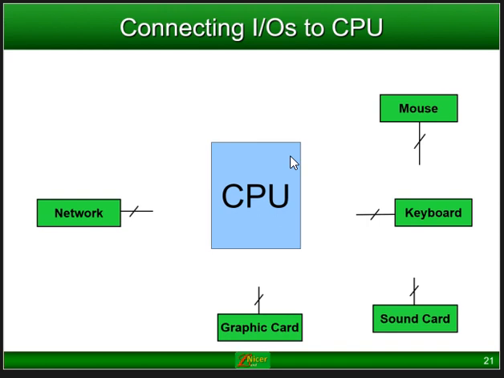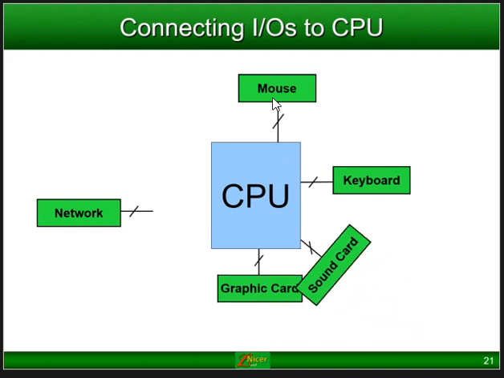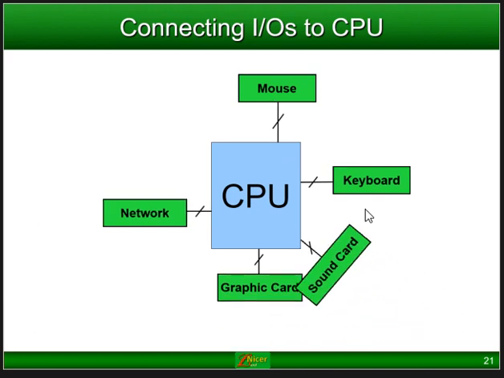Connecting IOs to the CPU, this is your CPU. You can connect a mouse to it, a keyboard, a sound card maybe, graphics card, network, etc. You can connect sensors to it to measure different analog values and so forth. So you can see that a CPU should have lots of pins connected to it.